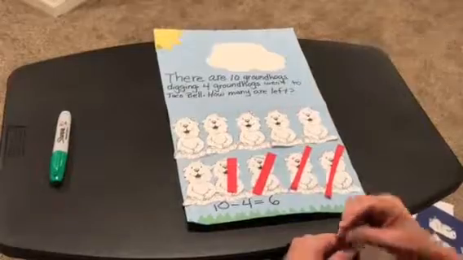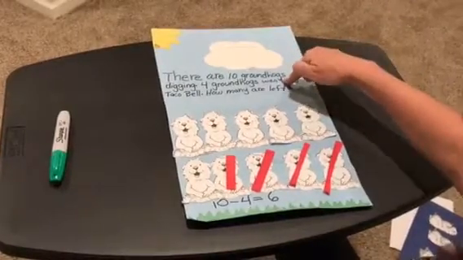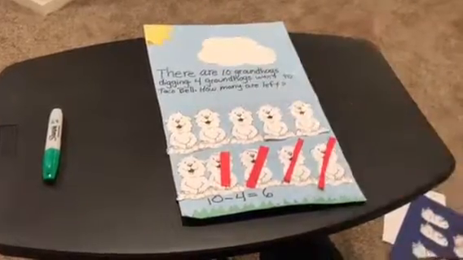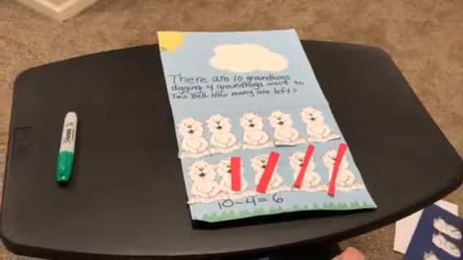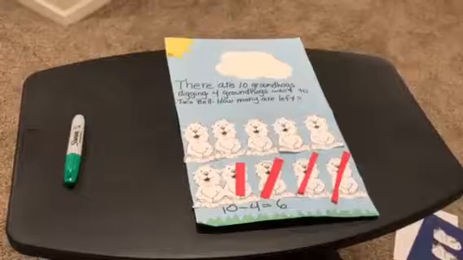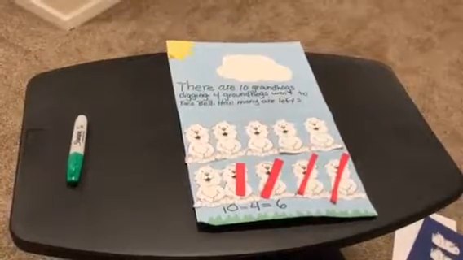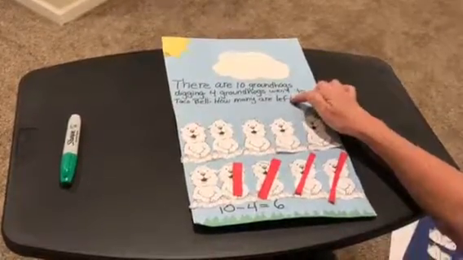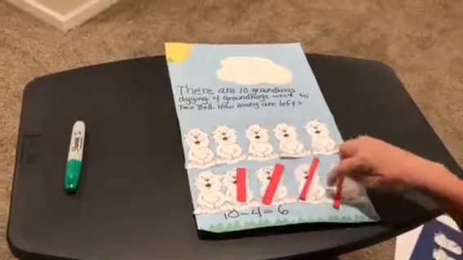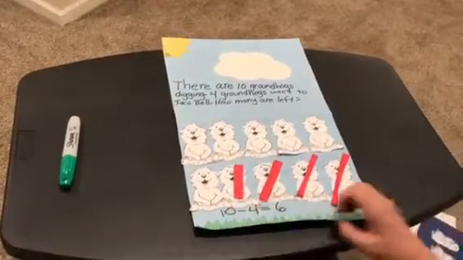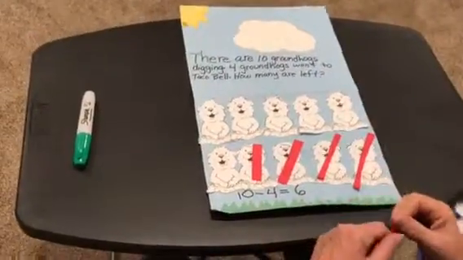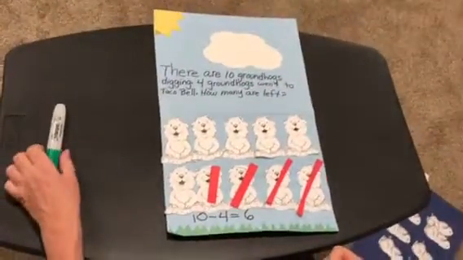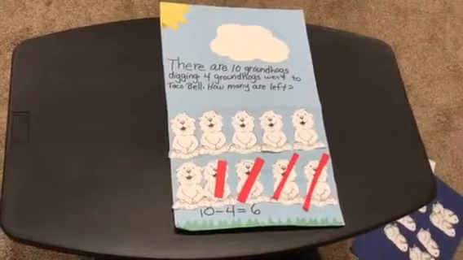Okay, when you're all done writing your groundhog word problem story using the number 10, and you have to take away more than 1, but you can't take away them all. It can't equal 0 in this project. When you have your word problem and you have how many you're taking away, you can go ahead and make your grass, your cloud, your sun, and anything else that you might want to put on here that would look nice. And that's the end of the project.